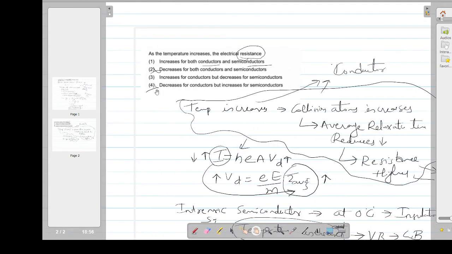So this is correct in option number 3: it increases for the conductor, that is correct, but decreases for the semiconductor. So option number 3 is the right option. I hope you have all understood this one.